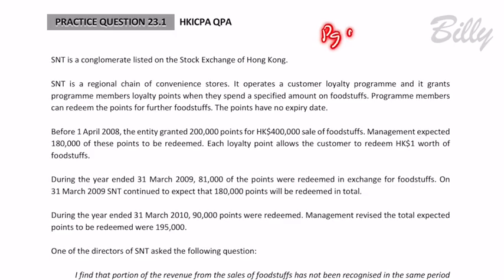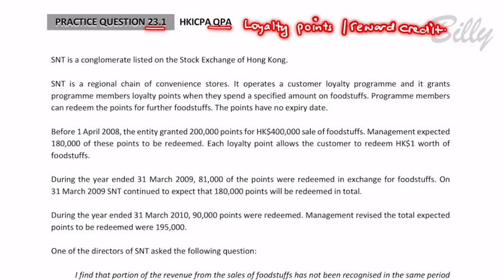Please refer to page 861. Question 23.1 is a module A question. This question is to discuss the accounting for loyalty point, or sometimes we call this reward credit, with the application of step 2 to step 4 of the revenue model. Study the question, understand the issue. We're going to discuss this question shortly.